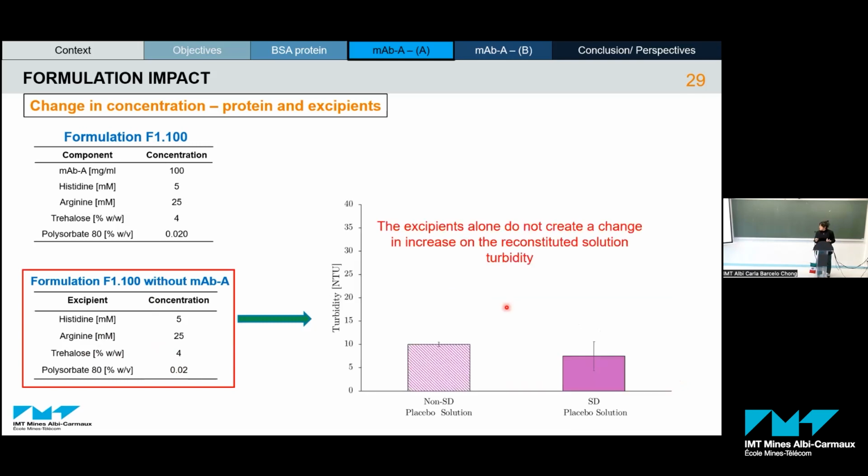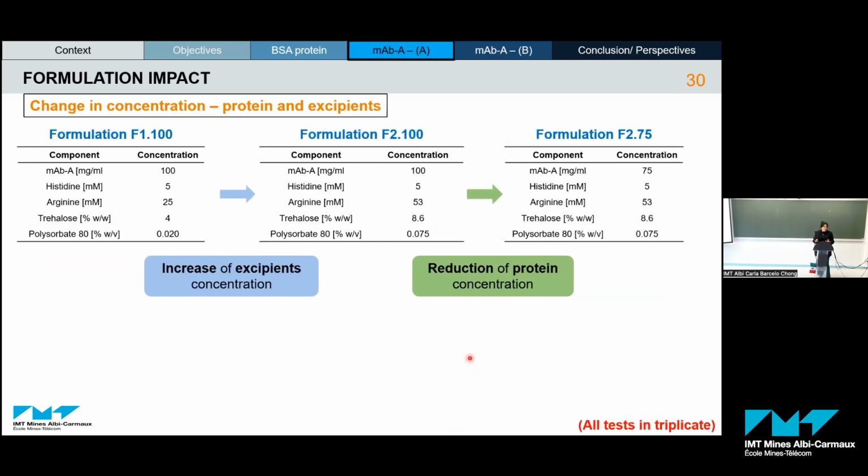From the results obtained, we observed that the excipients after spray drying, in terms of turbidity, did not show any opalescence or an increase in turbidity compared to the non-spray dried placebo solution. And now, knowing that the excipients are not mainly the cause of the presence of aggregation, we start again the study with our protein formulation.